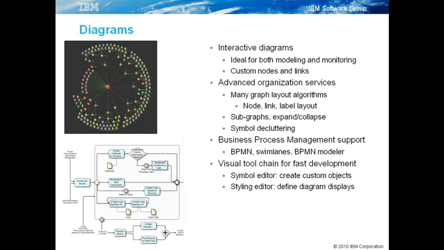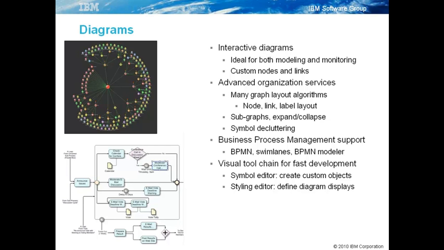As mentioned before, diagrams can be defined as nodes and their interconnecting links. They are often used in modeling applications, like the business process diagram shown in the lower image, and in monitoring applications, like the upper image which shows the current status of network equipment. Nodes and links can be fully customized for the particular application domain.